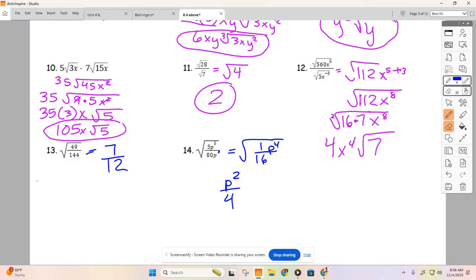If it helps you, you could have written this as the square root of p squared over the square root of 16. Sorry, this would have been a 4 here. My bad. And then gotten it that way, if it helps you to separate it. So you were just simplifying over and over again until it can't be simplified anymore. Yep. Is there more?